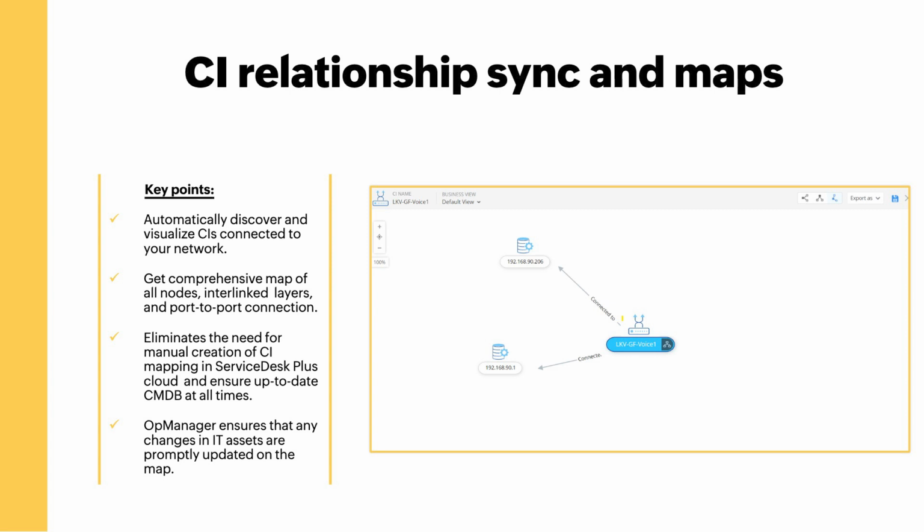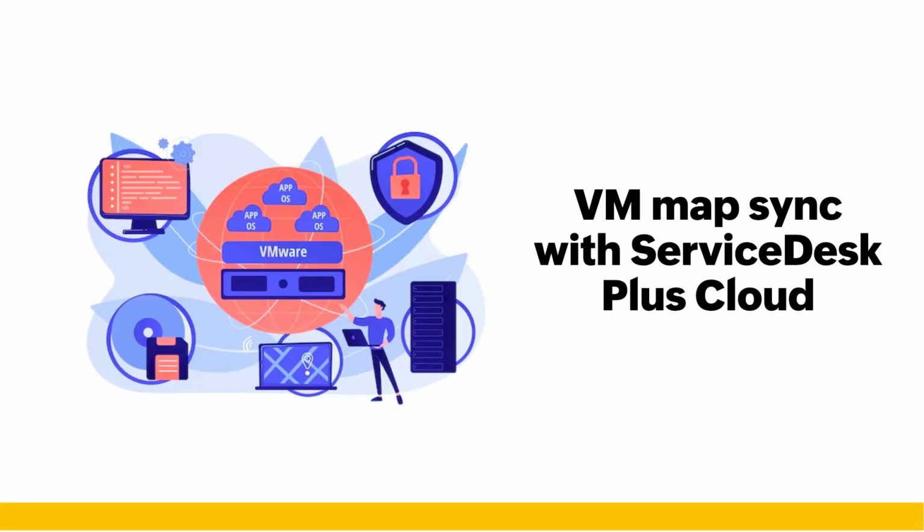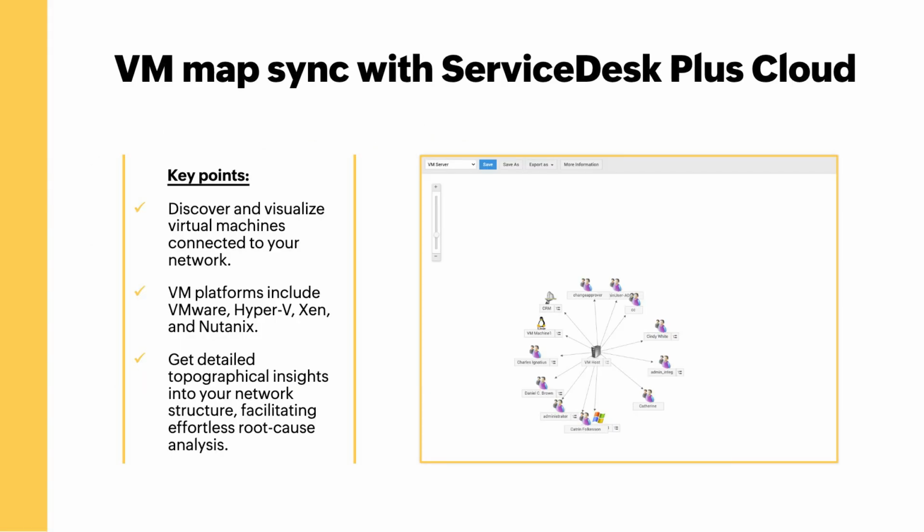So this is about the configuration item mapping. Next is the virtual machine relationship mapping and syncing. Before, we saw how you can topographically view the physical components of your network. Now we look at how you can topographically view the virtual machines of your network. Some of the virtual machine platforms that are supported by OpManager include VMware, Hyper-V, Xen, as well as Nutanix. So let me show you this in the UI.